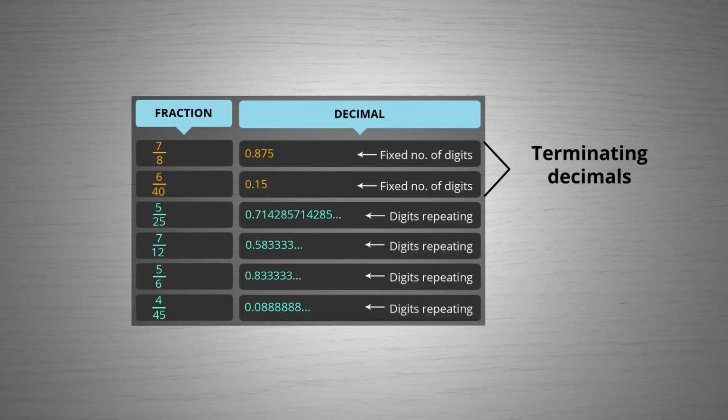However, for all the other fractions, decimal numbers have digits that repeat forever. Such decimals with an infinite number of repeating digits after the decimal point are called repeating decimals.